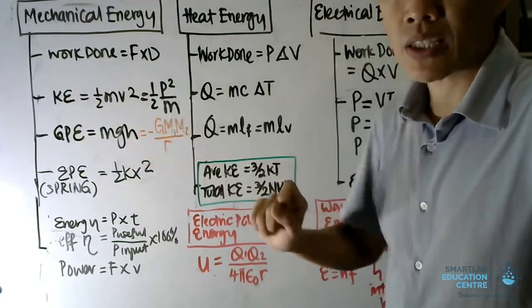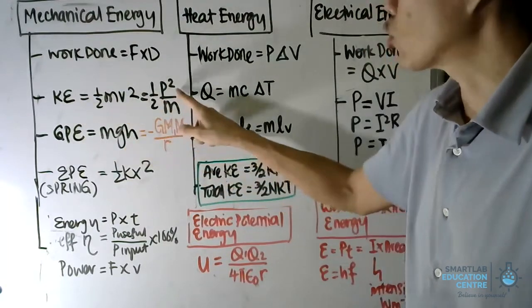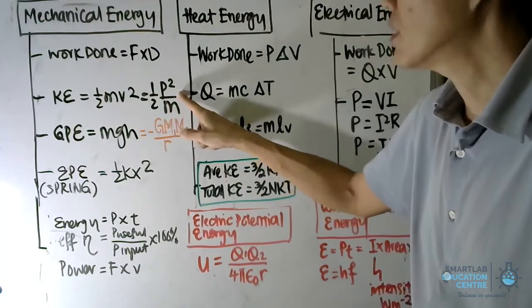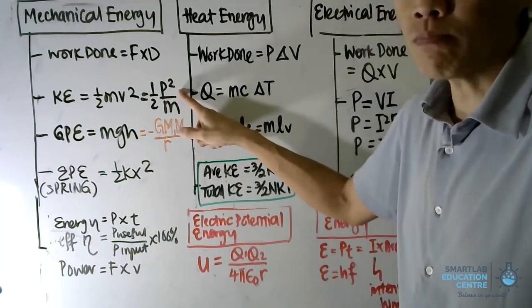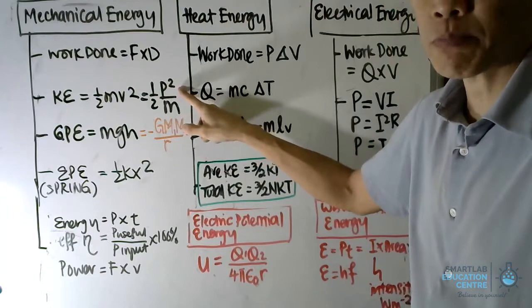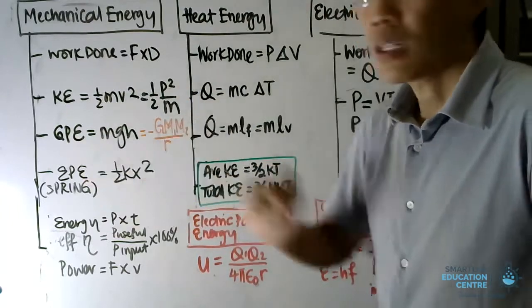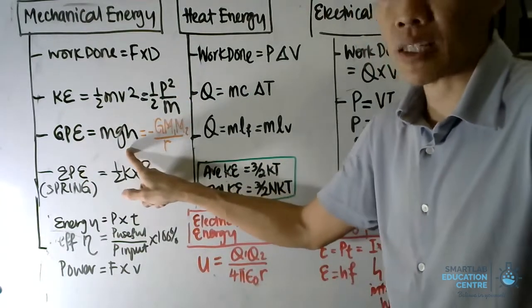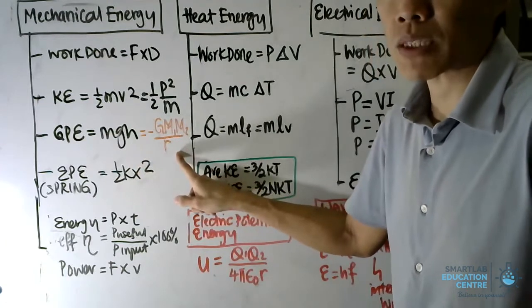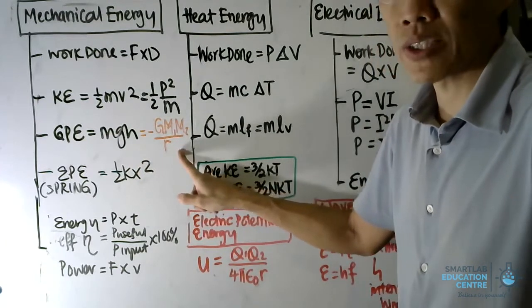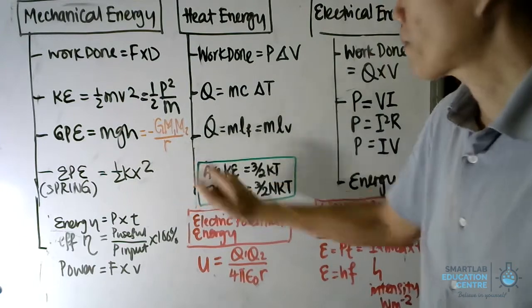Next is actually the kinetic energy, which is half mv squared. We could also manipulate the expression such that it is in terms of momentum and mass. So in this case, it will be half p squared divided by m. Gravitational potential energy, that is mgh. Later, when you cover the topic in gravitation, then you will learn this formula, which is minus GMm over r.